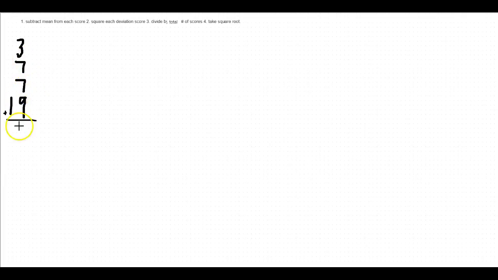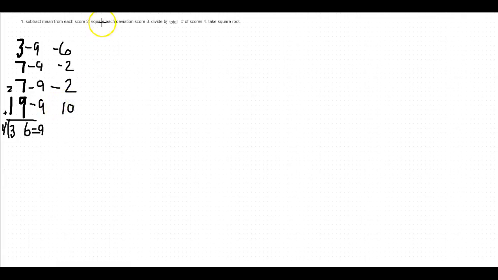10, 17, 26. So it's 36, and then we're going to divide by the number of pieces of data there are. So 36 divided by 4 equals 9. So our mean is 9, so we're going to subtract 9 from each of these scores. So in this one we get -6, -2, -2, and +10.